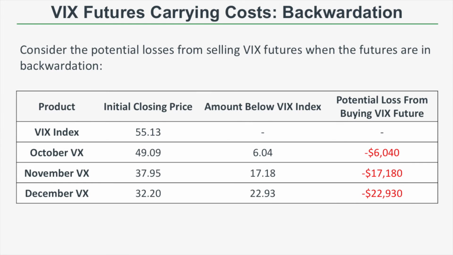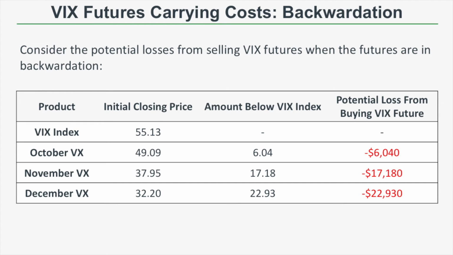So let's go ahead and calculate the potential losses from selling VIX futures when the futures are in backwardation. Let's say the VIX index is at 55.13 and you want to sell the October VIX future for 49.09 because you think the VIX index will be below 49.09 by the time the October settlement approaches. Since that October VIX future is $6.04 below the VIX index, you'll have the potential to lose $6,040 if that VIX future converges to the VIX index.